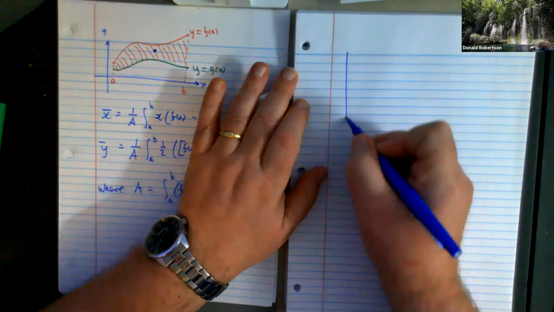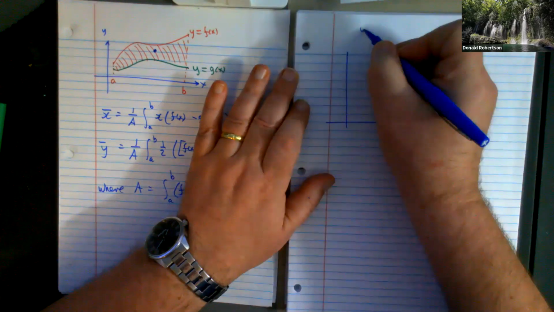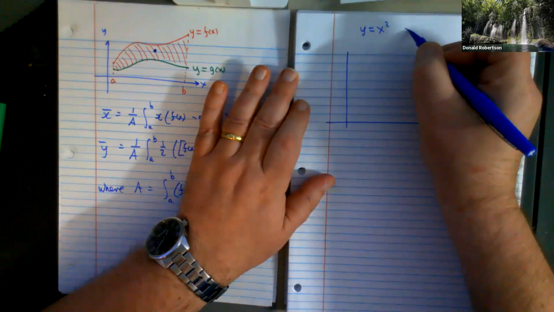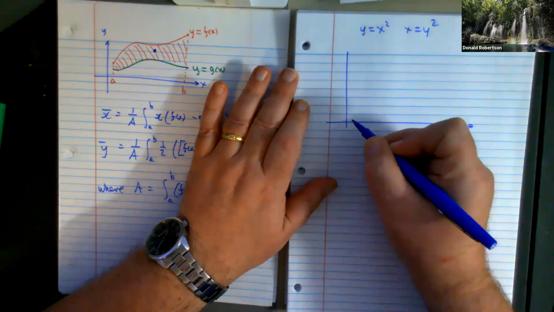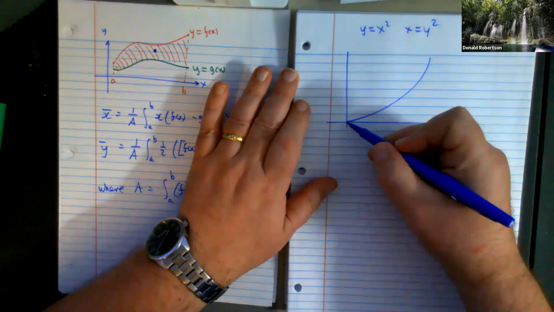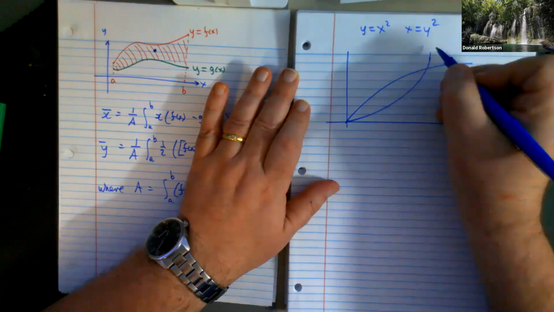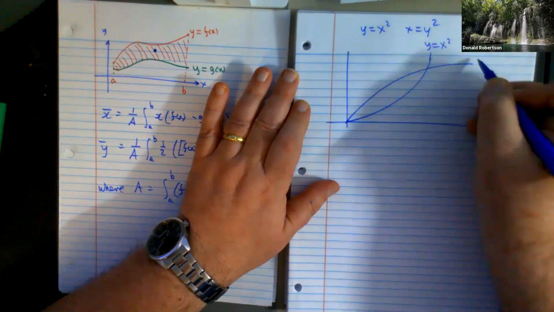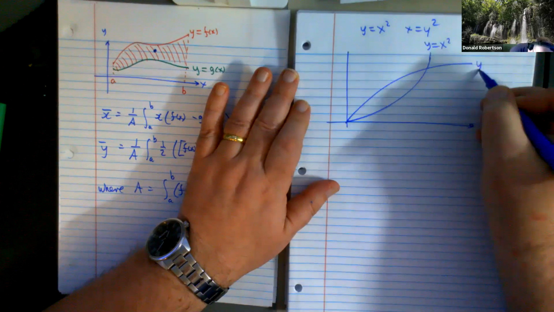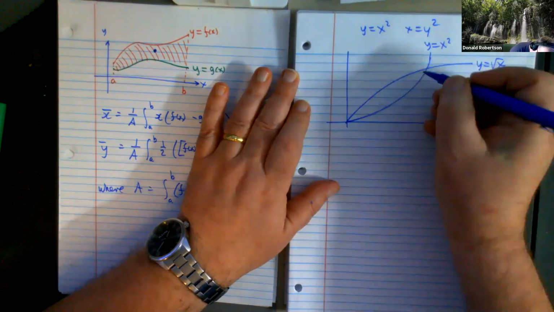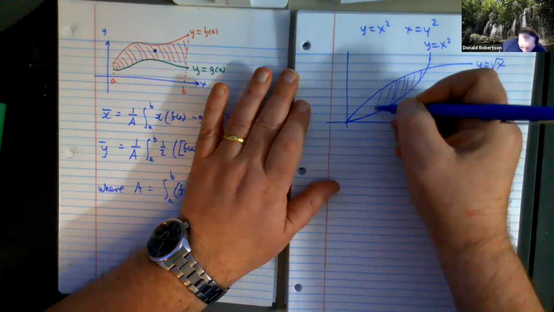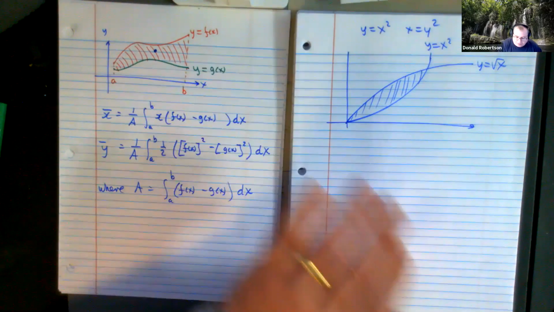I'll do one more example. Y equals X squared, X equals Y squared. Y equals X squared looks like that. X equals, the other one looks like that. If you rearrange this equation, it ends up being that guy. So let's suppose we're being asked for the center of mass of this shape here.